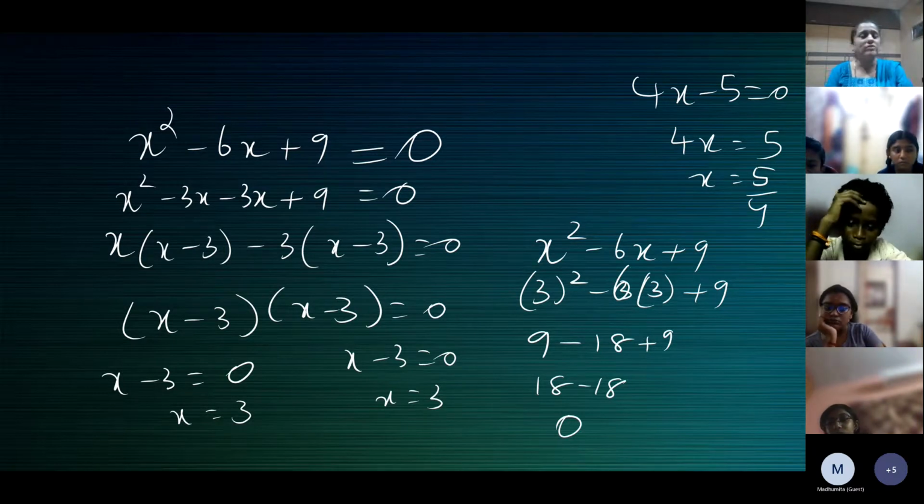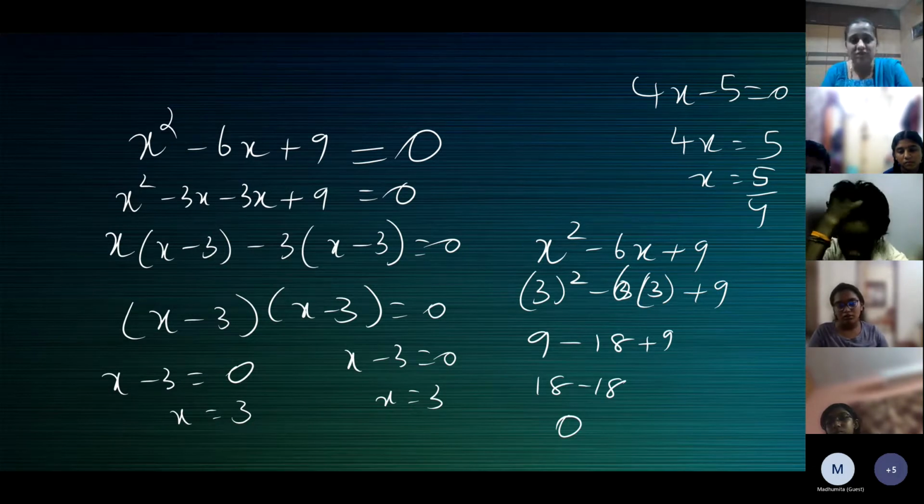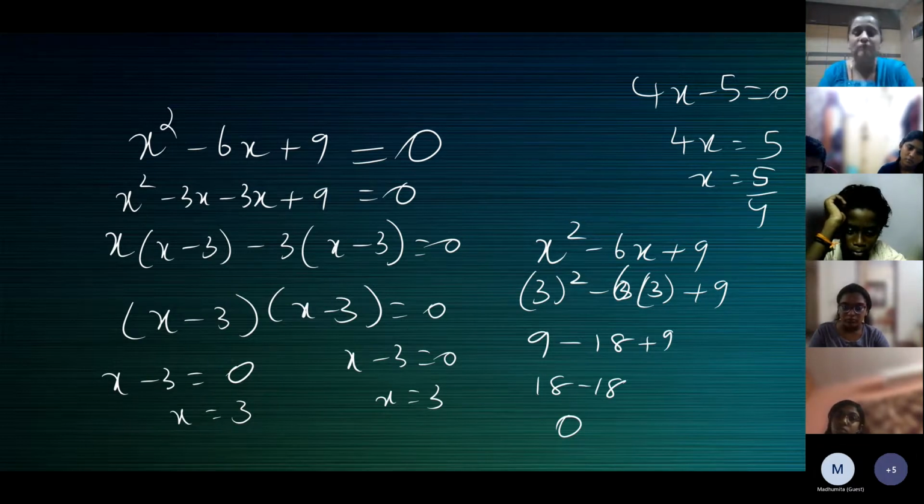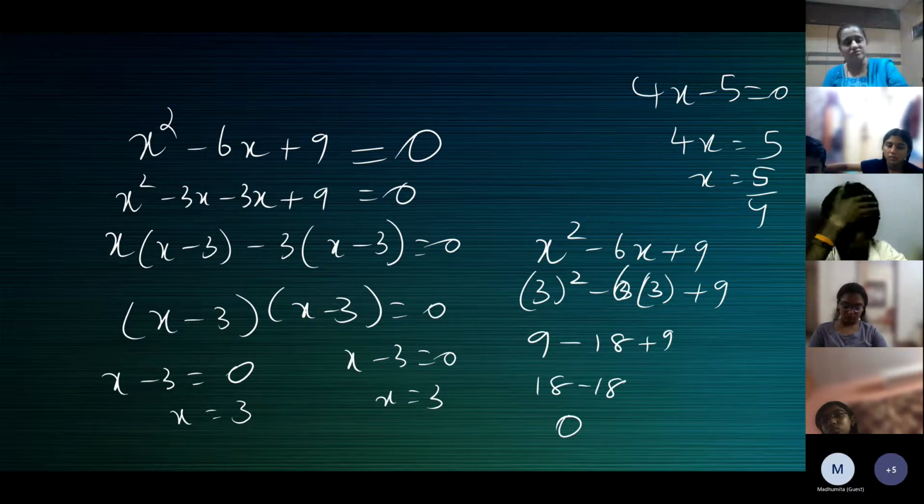Now use some other value for x. The value of the polynomial will not be 0. You'll get some other value. Only 3 can make the value of the polynomial 0. Only when x is 3, the value of x squared minus 6x plus 9 can be 0. So 3 is the only 0 of the polynomial x squared minus 6x plus 9.